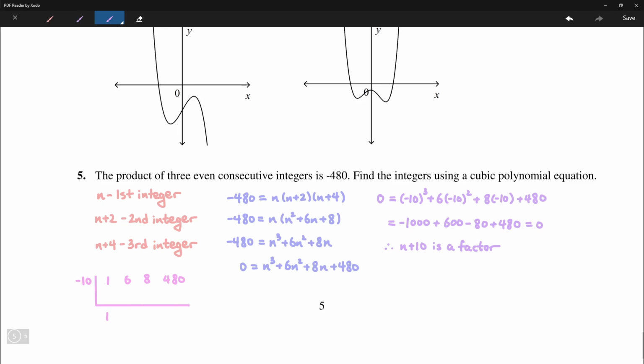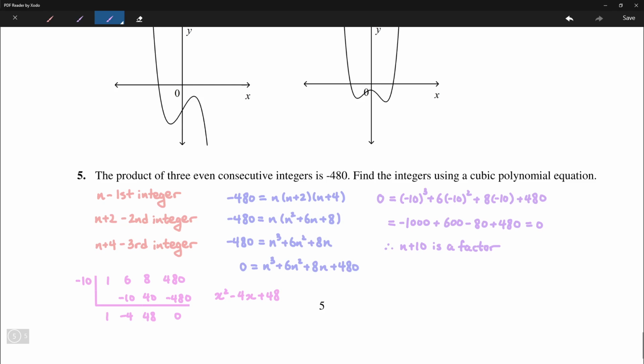So 1 gets carried downwards. Negative 10 is the product. Negative 4 is the sum. 40 is the product. 48 is the sum. And then negative 480. So we have a remainder of 0 as expected. So the quotient is going to be x squared minus 4x plus 48.